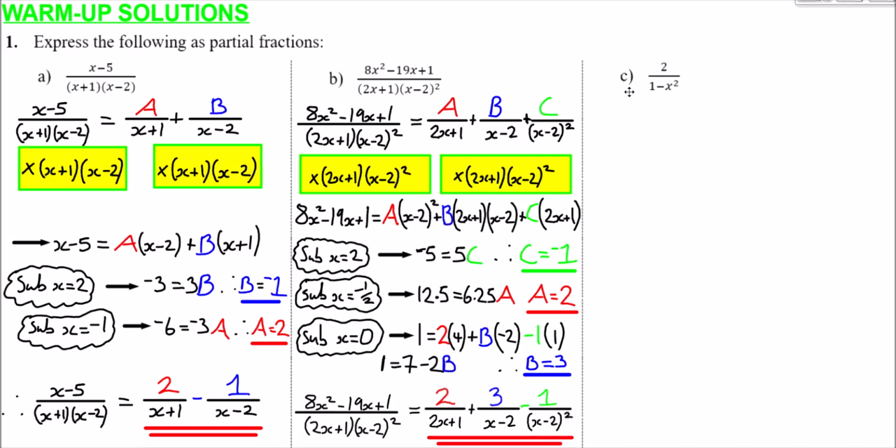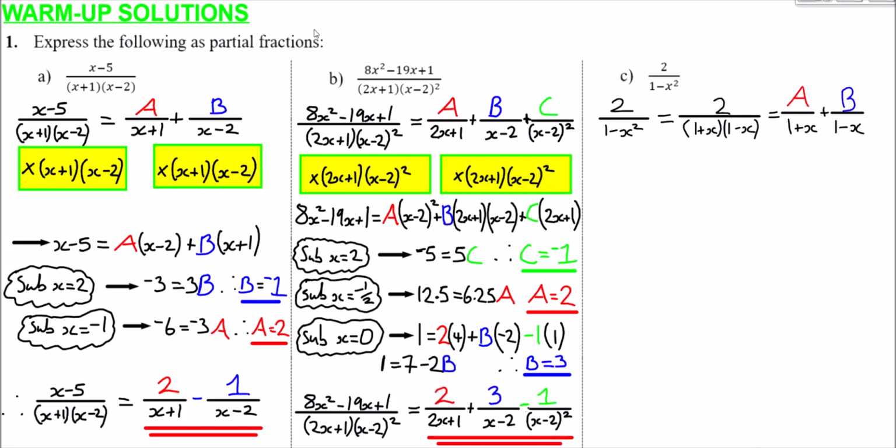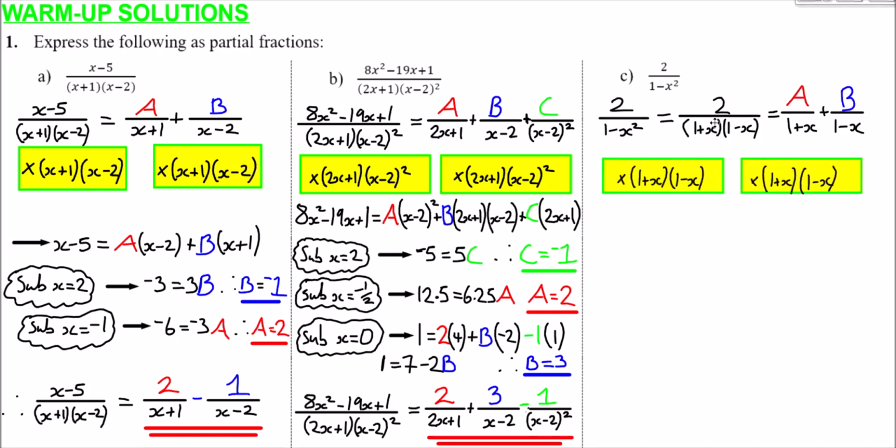Finally, part c, we need to spot for this one, which is 2 over 1 minus x squared, that the denominator is in itself a difference of 2 squares. So we need to rewrite this, first of all, as 2 over (1 plus x)(1 minus x), in order to then split it into the partial fraction pair a over 1 plus x plus b over 1 minus x. In the same way as before, if we just multiply through this relation by both 1 plus x and 1 minus x, we get the next step, which will be that 2 equals a(1 minus x) plus b(1 plus x).